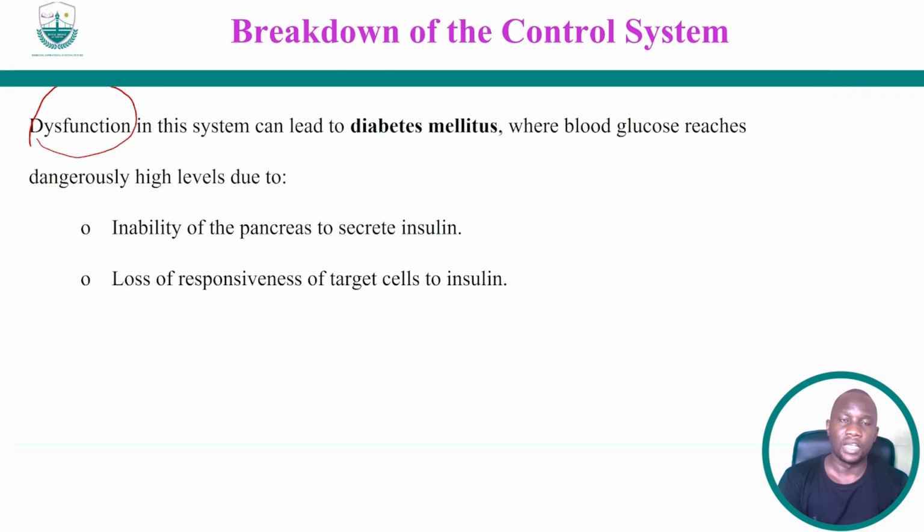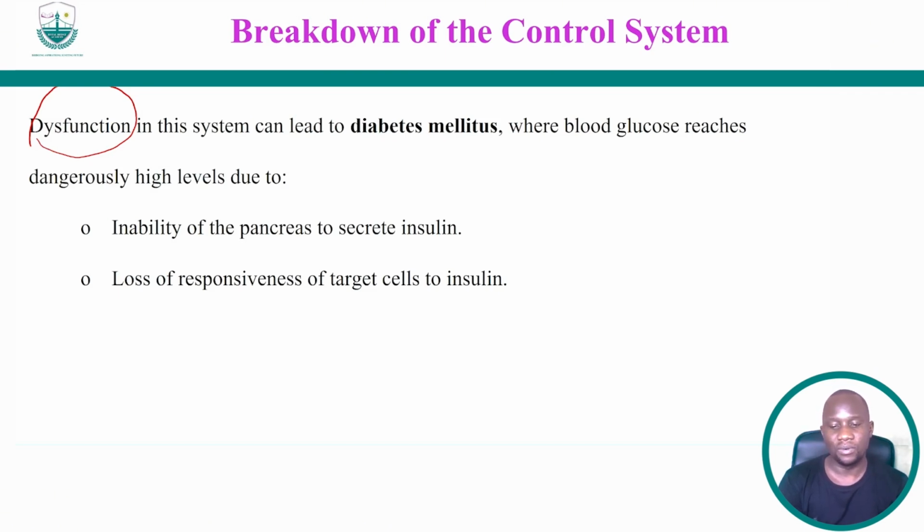Okay, so diabetes can happen when you don't have sufficient insulin, or when you have a problem with the cells. You can have the right amount of insulin, but the cells are not responding to that insulin. Remember, the insulin has to bind to certain receptors that we call the glycoprotein receptors. If this insulin binds there and the cells cannot respond, then you have a very big problem there.